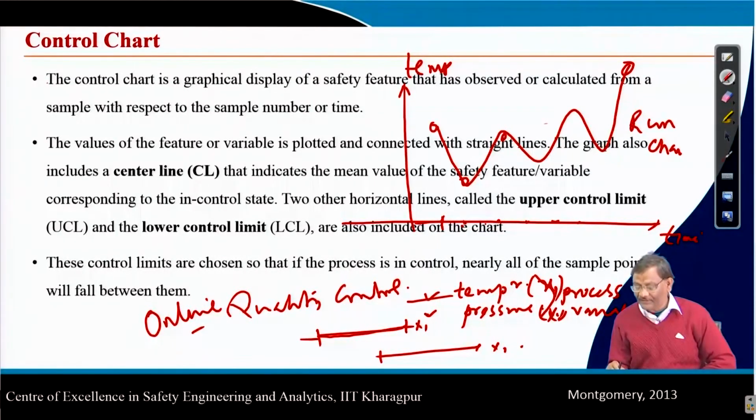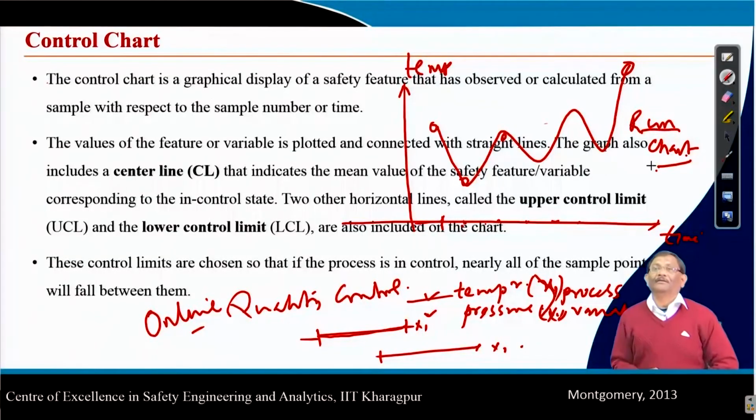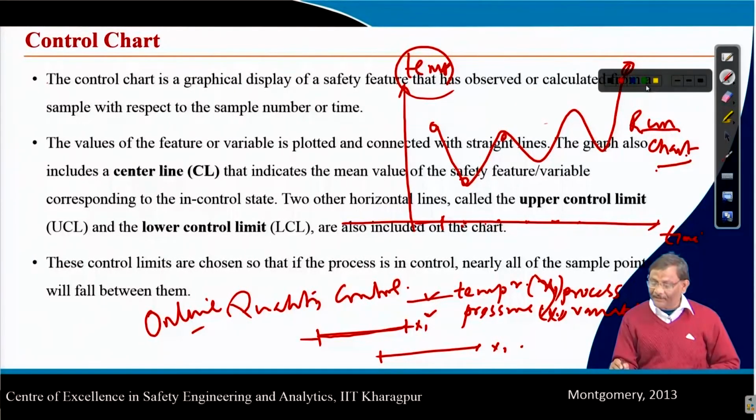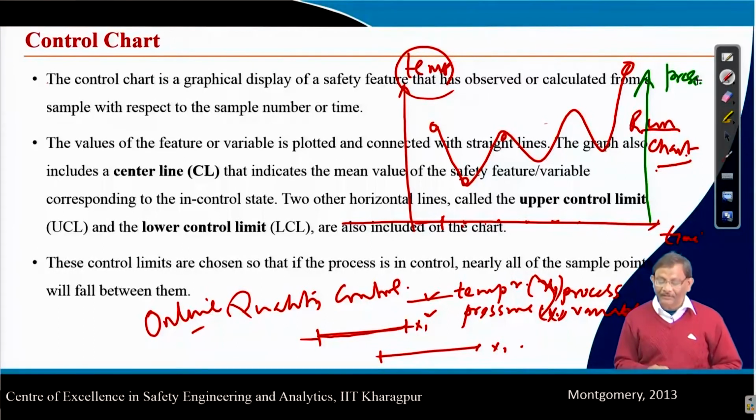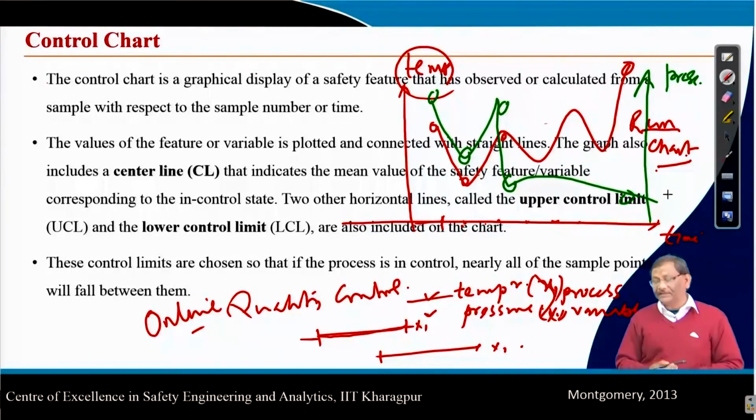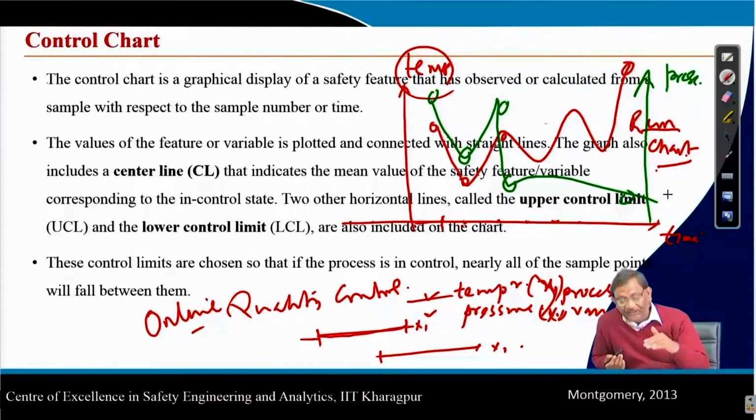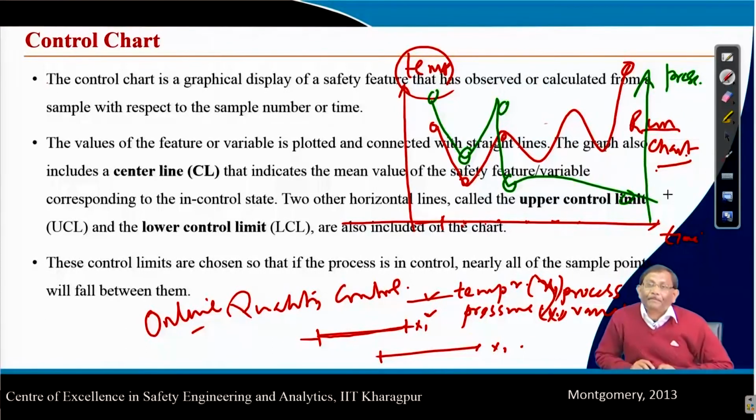Run chart. How the process is run with reference to temperature. Similarly, you can create another one with reference to pressure. So you may get something like this. This talks about how the process parameters behave.